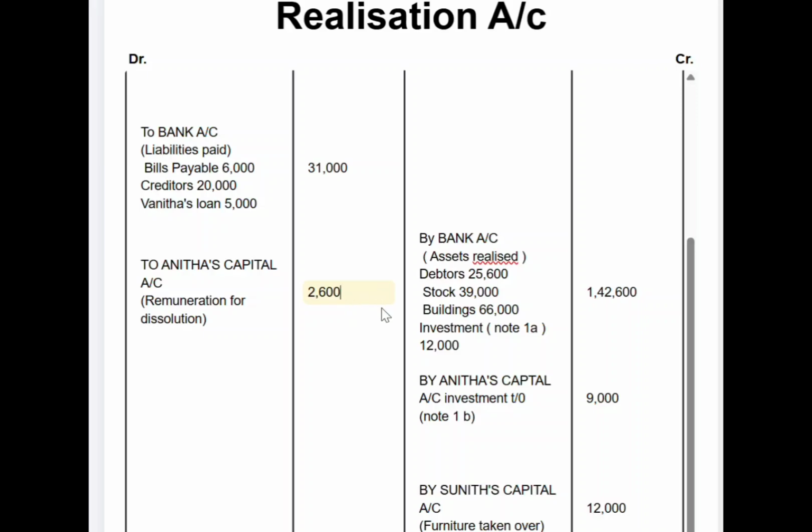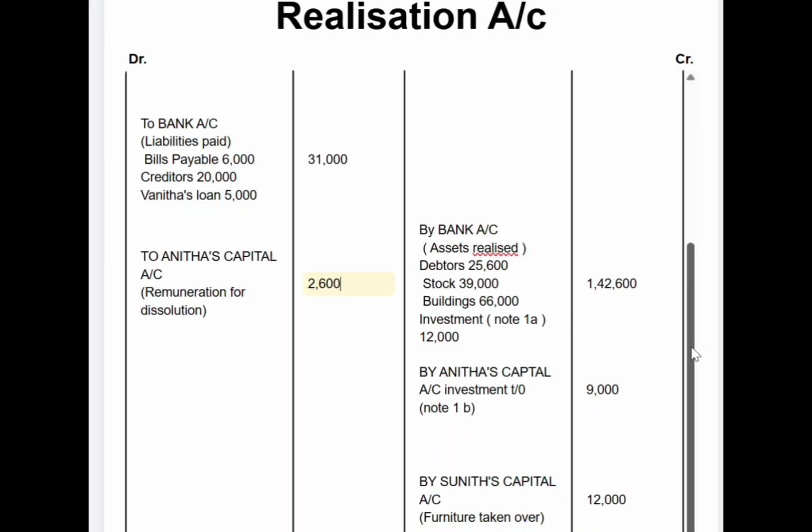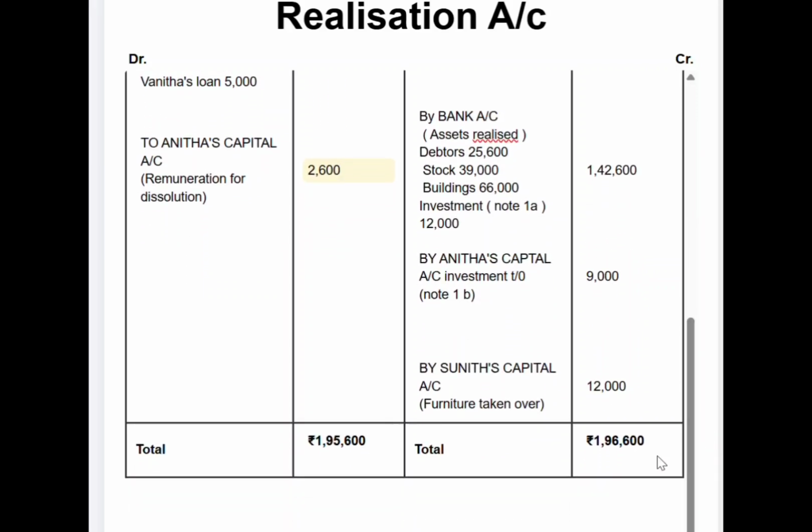Now, once all the entries are being done, let's find the balancing figure. Let's find out whether it is a realization profit or loss. So write the total. Now when you see the total, credit side is 1,96,600 and debit side is 1,95,600. So credit side is more than the debit side. So write the same total on both the sides, 1,96,600 and deduct the debit side total. So it will be the realization profit.